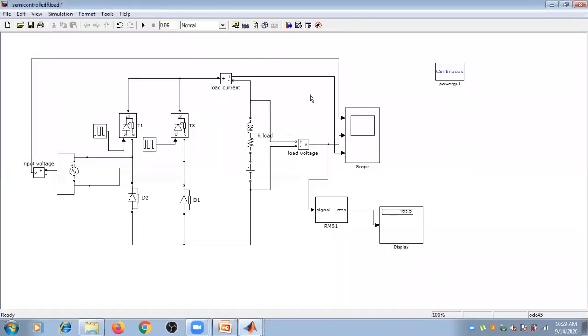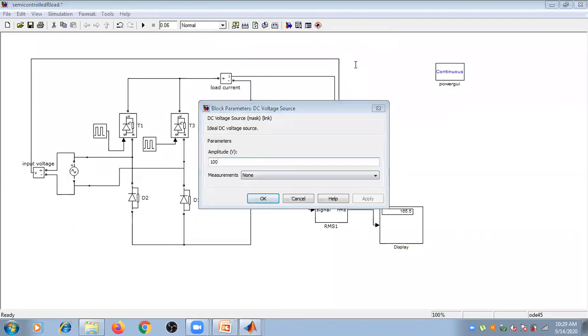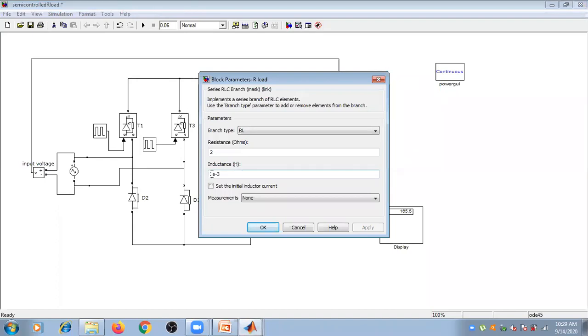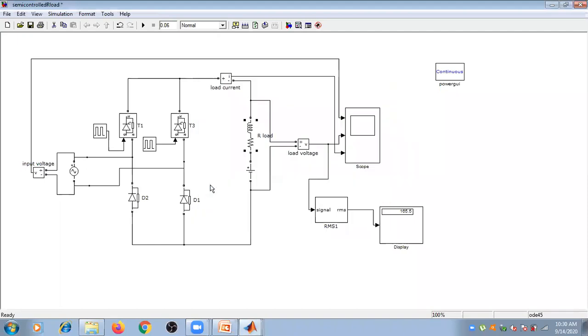So for that I want to change this EB. I will decrease this EB to 50 volts. Similarly, I'll increase the inductance value, because for higher values of inductance, the current will be continuous. Previously I used 2 millihenries. Now I have used 5 millihenries. Let's see now whether the current will be continuous or not.